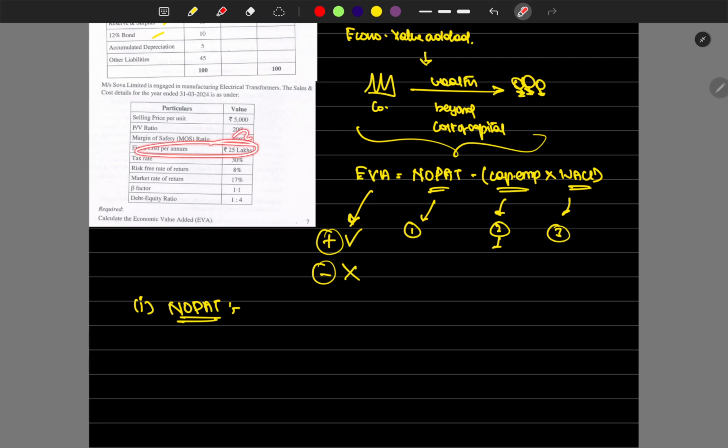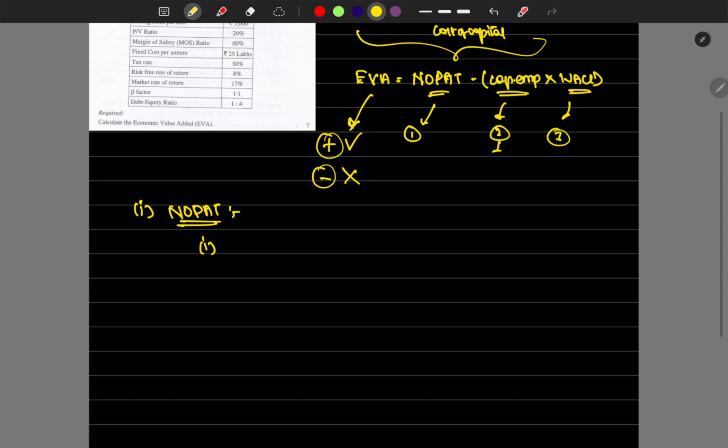BEP formula is fixed cost per annum divided by PV ratio. So we can calculate the BEP.